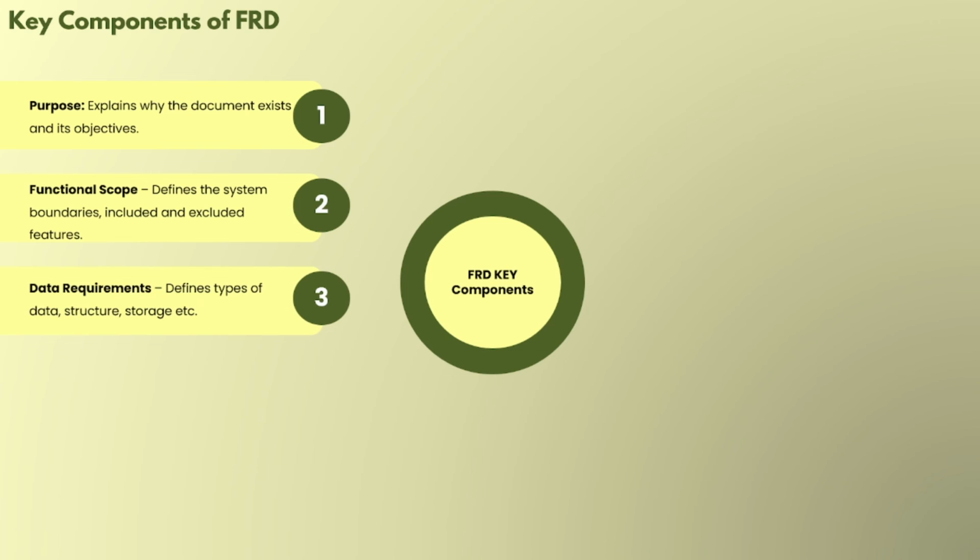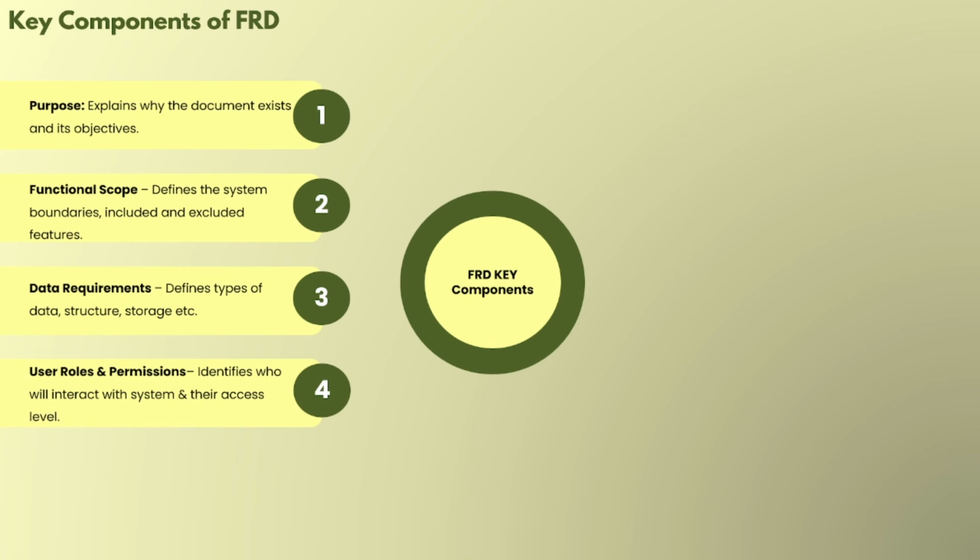Then data requirement: it defines types of data, structure, and storage. So slowly you can see that now we are moving towards the technical part. In the BRD no technical part is discussed. In the FRD there is, slowly we are going towards the technical part of the system. So we list what kind of data the system will have, how it will be handled, and how it will be organized. Everything is discussed in the data requirement.